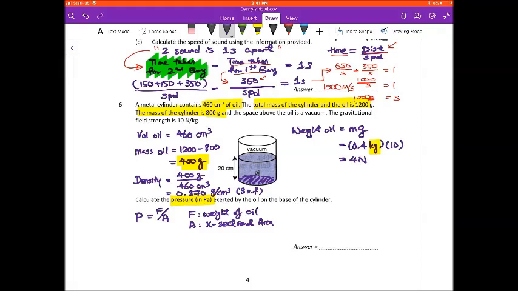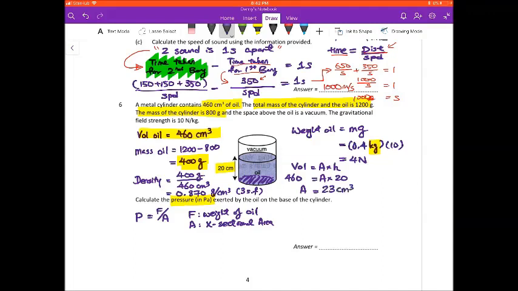Then teacher, what is the area? Area didn't give, but they give you the volume, correct or not? And they give you the height. So how to find the cross-sectional area? Well, volume equals area times height, right? So volume is 460, A I do not know, and this is my height. So I can find my area equals 460 divided by 20. I will get 23, and this is cm square.